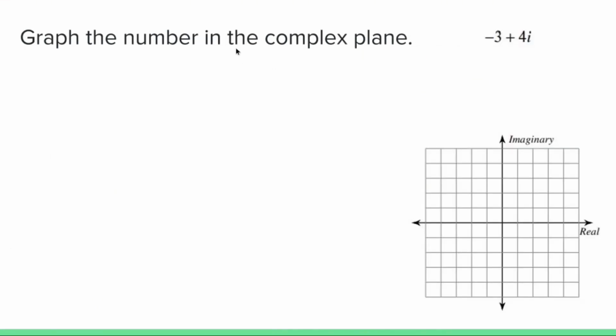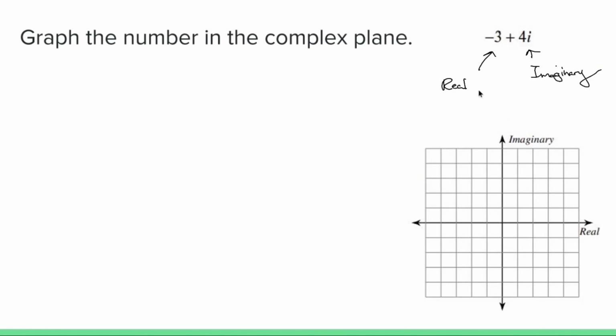Graph the number in the complex plane. This is the complex plane. Your x-axis is your real number. Your y-axis is your imaginary number. Okay, that is my real number right there. And the number attached to the i is my imaginary number. That's not how you spell imaginary. That's how you spell imaginary.